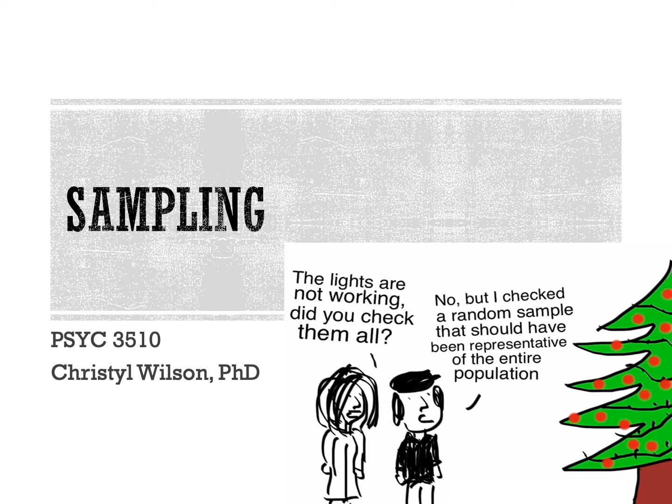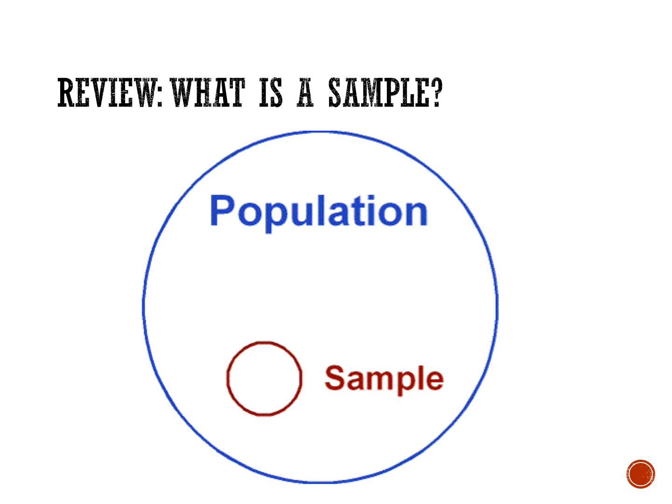Okay, our second lecture for today is on sampling. So let's start with a quick review about what a sample is. A population, first of all, is all of the individuals of interest, everybody who I'm interested in. And so a lot of times you can't do research on every single individual in the population, but you can obtain a sample. A sample is a subset of the population that you collect data from.